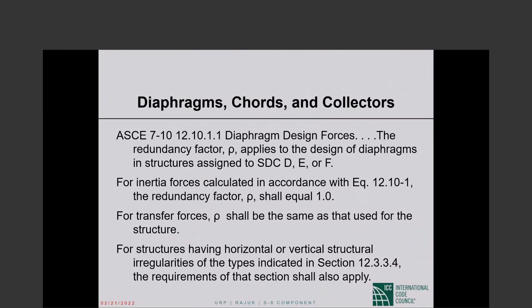I mentioned to you already, when it comes to the inertia forces, the redundancy factor is equal to 1. When you design your diaphragm, your redundancy factor is 1. However, on the transfer forces, the redundancy factor is 1 or 1.3, whatever you have calculated for your structure. If you have calculated a rho of 1.3, you have to apply that rho on the transfer forces.